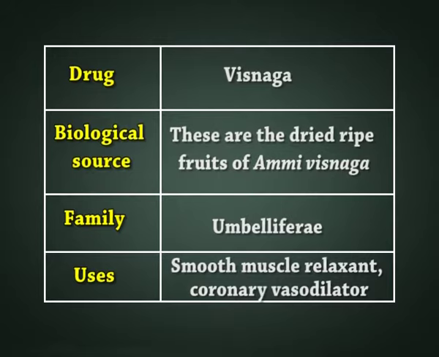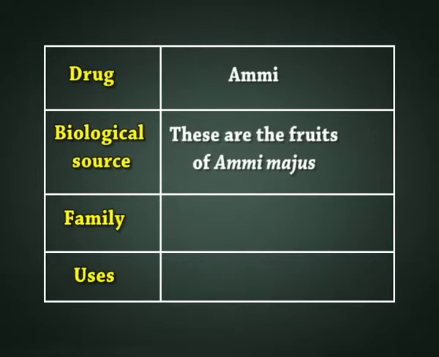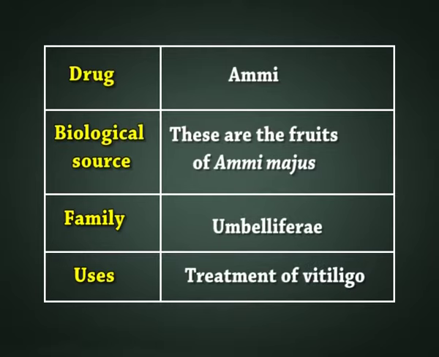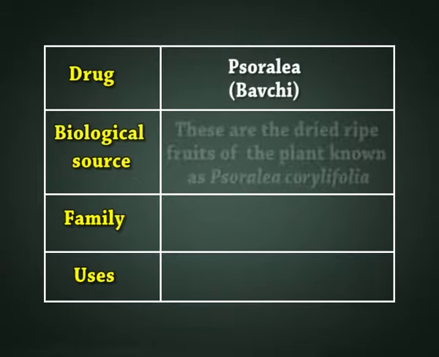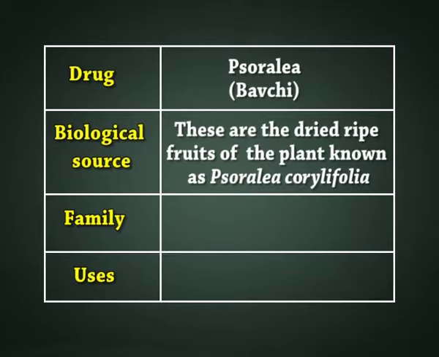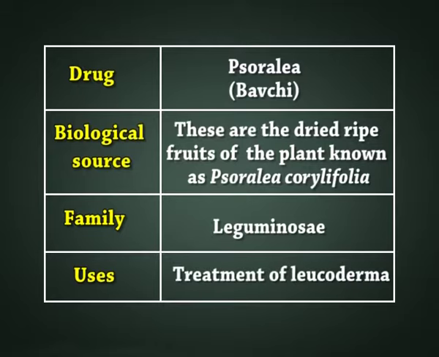We also have fruits of Ammi majus, which also belong to the family Umbelliferae, and they are used in the treatment of vitiligo. Not only this, we have another drug called Psoralea, which are the dried fruits of the plant Psoralea corylifolia from the family Leguminosae, and they are used in the treatment of leukoderma.